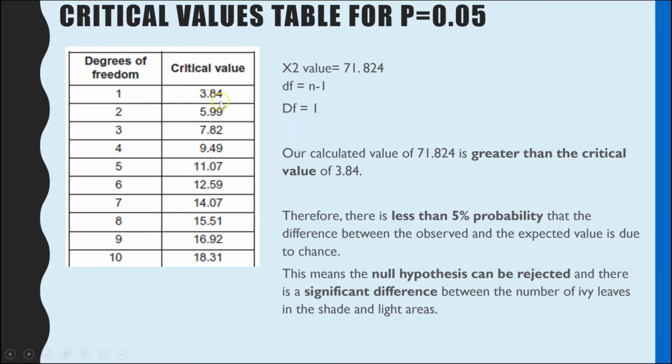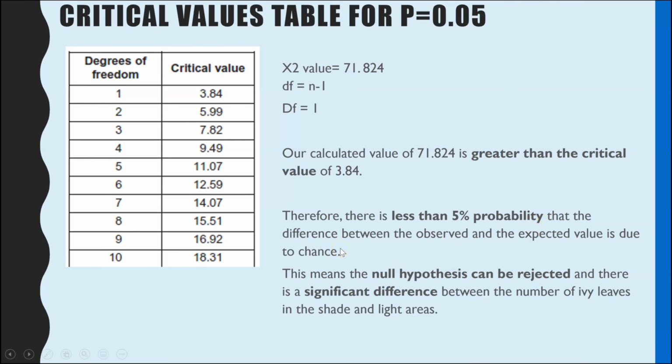So the critical value that we are comparing to is 3.84. We have to see, does our calculated value exceed or meet that threshold critical value? And it does by a long, long way. So what that tells us is, because it's exceeded the critical value at p equals 0.05, there is less than 5% probability that the difference between the observed and the expected values is due to chance.